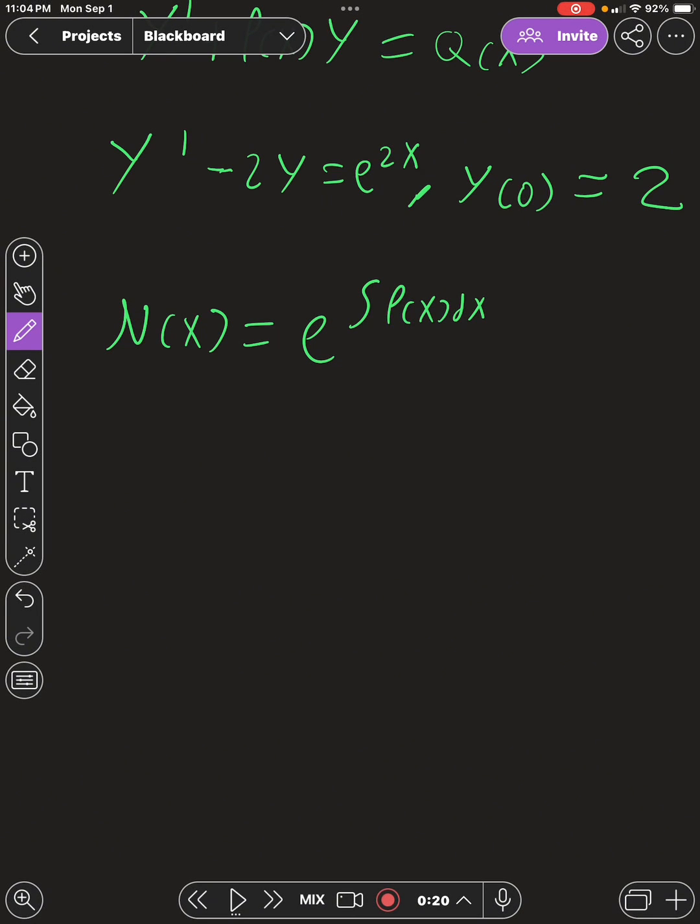That will help us find the integrating factor, and from there we can multiply this whole equation by the integrating factor. So what is p of x in this situation? It's going to be equal to -2. So it's a pretty simple one to solve. We have e to the integral of -2 dx. So we're going to get mu of x is equal to e to the -2x.